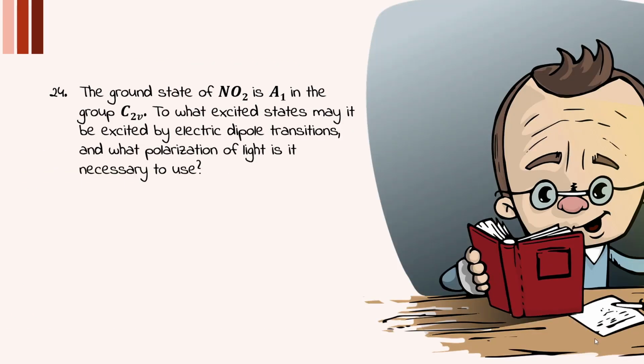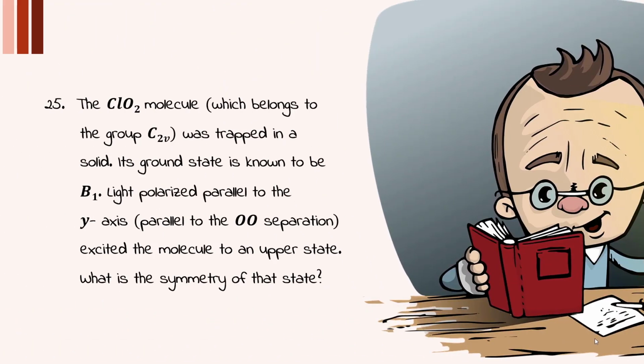The ground state of NO2 is A1 in the group C2v. To what excited state may it be excited by electric dipole transitions, and what polarization of light is it necessary to use? You have to see the electric dipole transitions and act accordingly. A Cl2 molecule belonging to point group C2v was trapped in a solid. The ground state is known to be B1. Light polarized parallel to the y-axis excited the molecule to an upper state. What is the symmetry of that state?